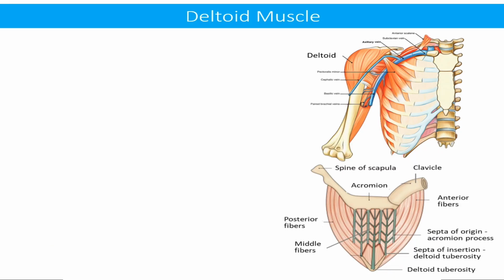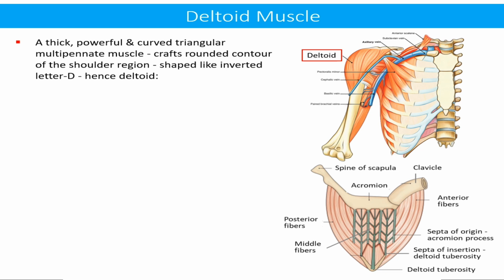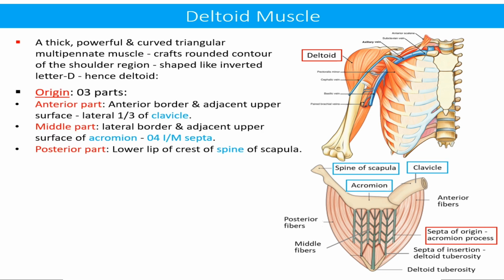Everybody, the topic of discussion for today is the deltoid muscle. It is a thick, powerful and curved triangular multipennate muscle which crafts the rounded contour of the shoulder region. As the muscle is shaped like an inverted letter D, hence the name deltoid.